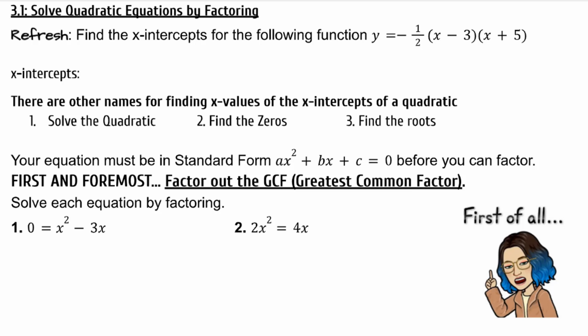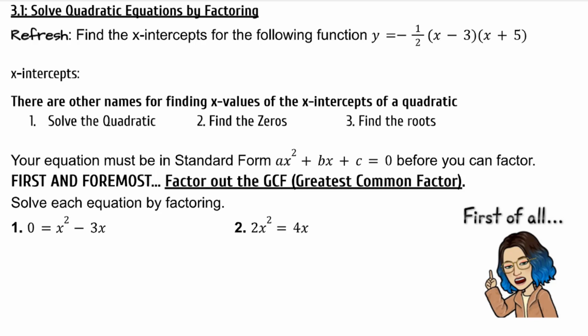Today we're going to review solving quadratic equations by factoring. This is something you probably went over near the end of Algebra 1. Find the x-intercepts for the following function. If you notice, this is a quadratic function because if I multiplied these two binomials, I would get x squared, and it is a quadratic function in intercept form.